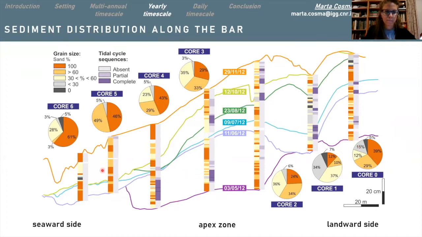The thinner deposits combined with coarser sediments in the seaward side suggest that this portion of the point bar is more prone to erosional and bypass processes, whereas the apex zone and the landward side of the point bar is more prone to depositional processes.